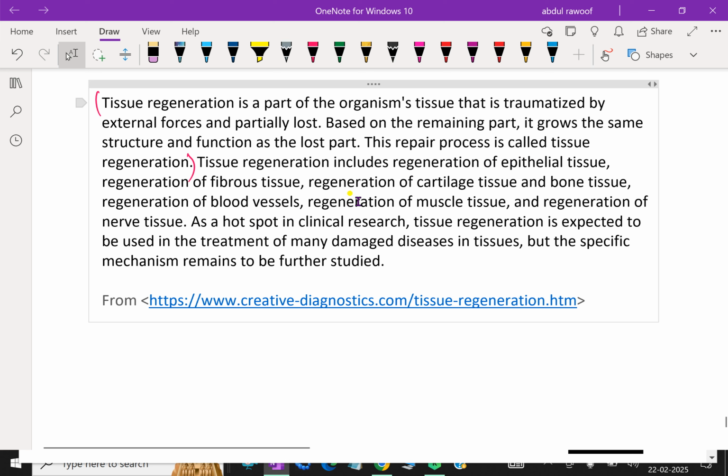Tissue regeneration includes regeneration of epithelial tissues, regeneration of fibrous tissues, regeneration of cartilage tissues and bone tissues, regeneration of blood vessels, regeneration of muscle tissues, and regeneration of nerve tissues. As a hotspot in clinical research, tissue regeneration is expected to be used in the treatment of many damaged diseases in tissues, but the specific mechanism remains to be further studied.